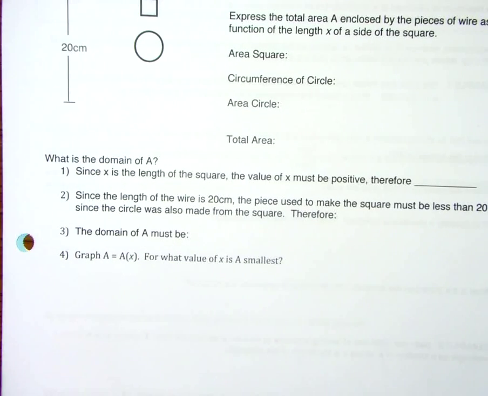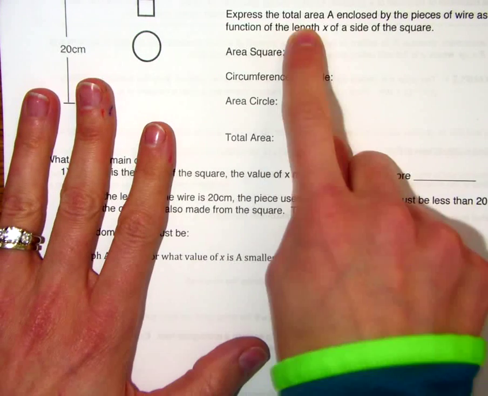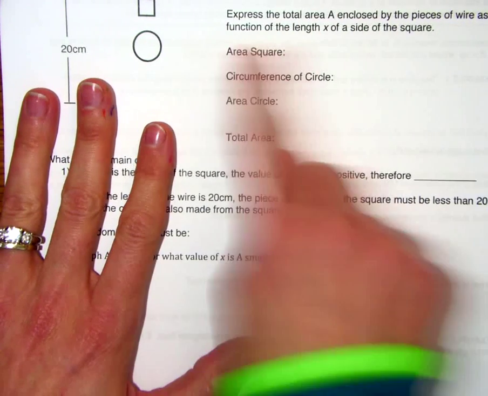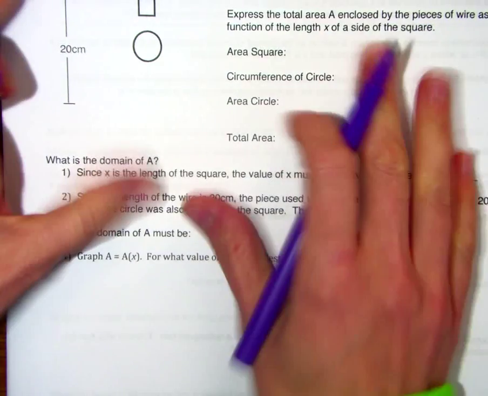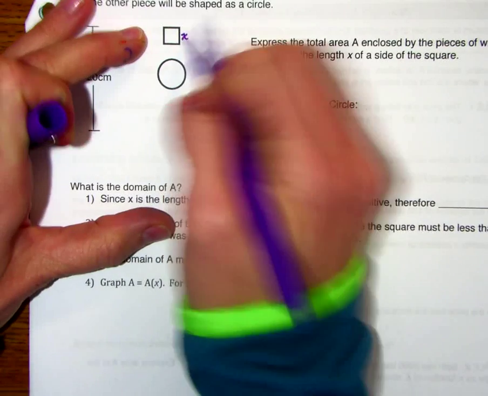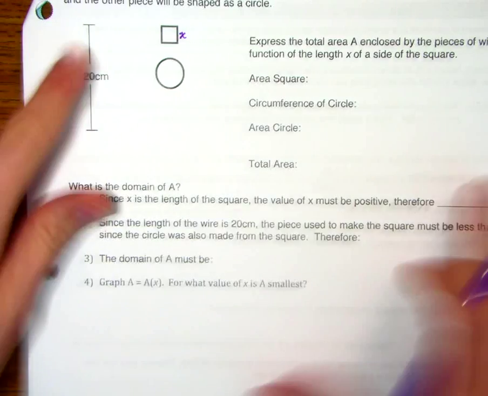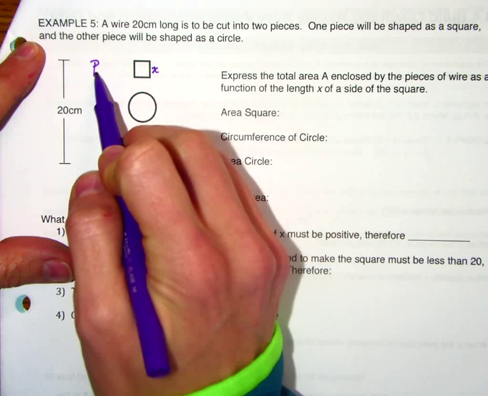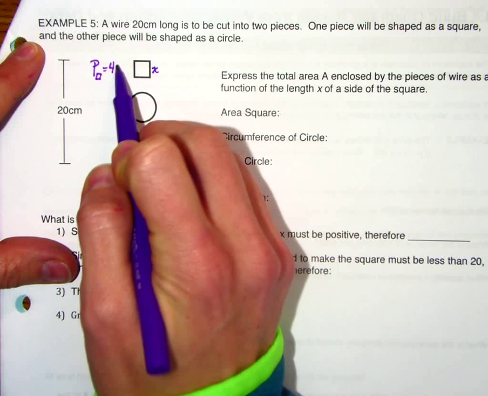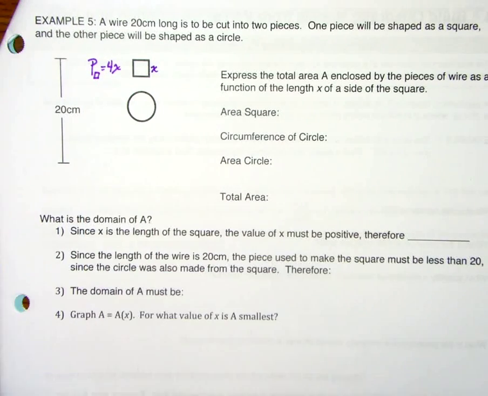Okay. Well, I am going to, it says, express the total area enclosed by the piece of wire as a function of the length x of a side of a square. So we need to label this guy, one side. We're going to label that x. Okay? Good so far? So this is x. What is the perimeter of this square? 4x. The perimeter is 4x.